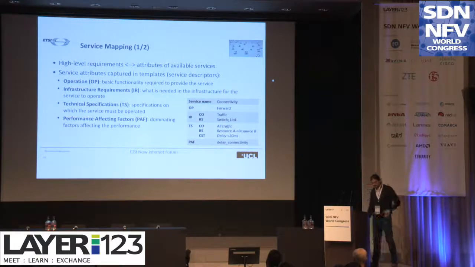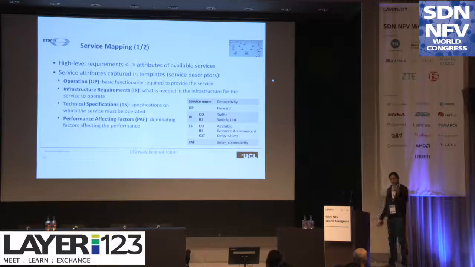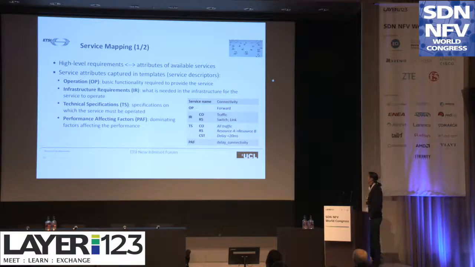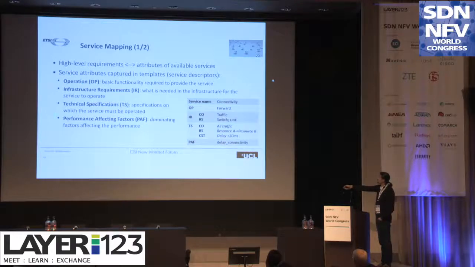So as I said, the decomposition process or the mapping process goes through 2 stages. First, we map to available services, and the objective here is to somehow relate the high-level requirements, associate those with attributes of available services. Those attributes are captured in templates. We call those templates service descriptors, and they have 4 fields, right? Here is an example of a descriptor for the connectivity service.